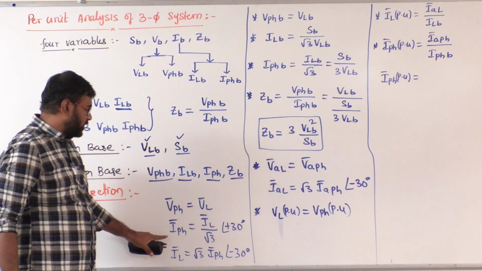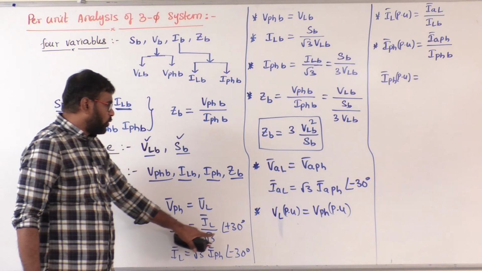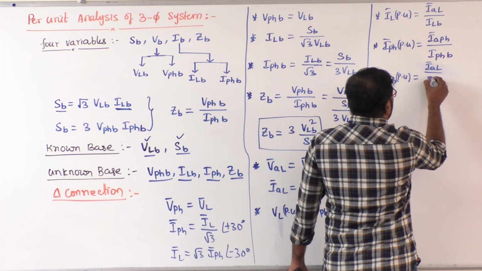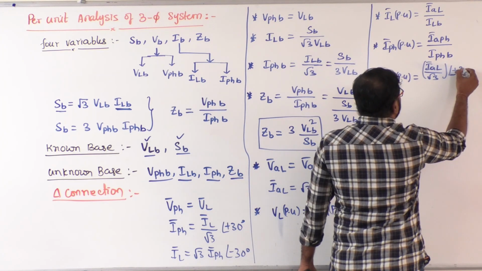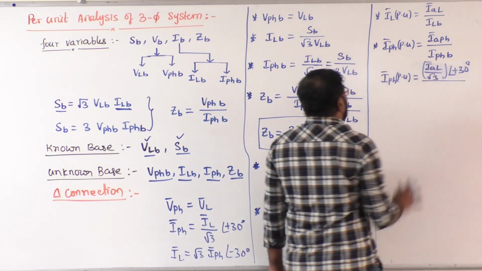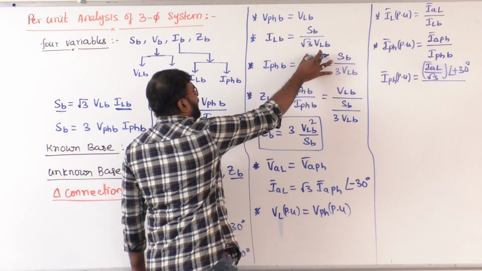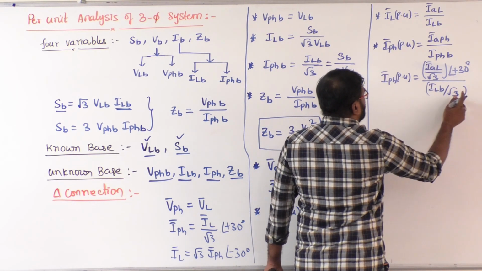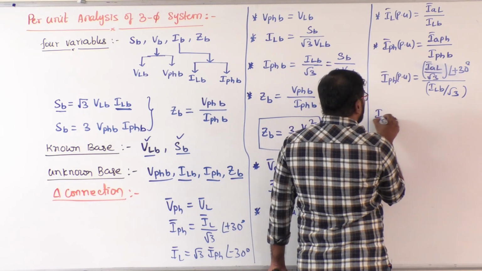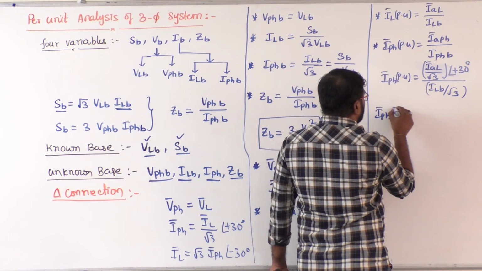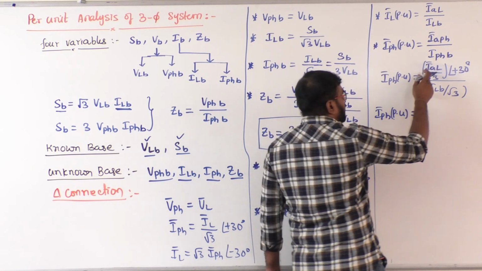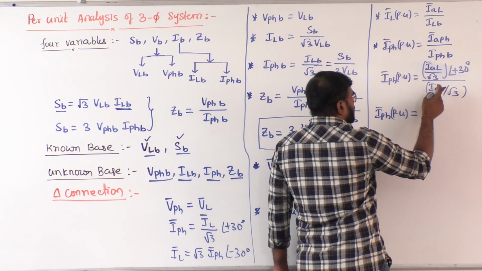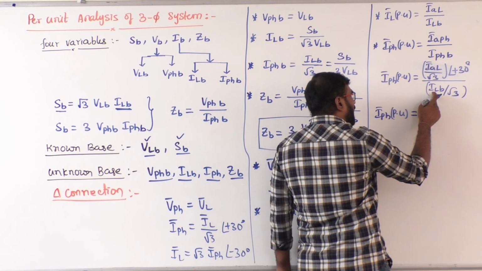Clear? Otherwise you see here, I phase equals I line by root 3 at an angle plus 30 degrees. So, I actual line current by root 3 at an angle plus 30 degrees, divided by I phase base. What is I phase base? I phase base equals I line base by root 3. So the root 3 gets cancelled. I phase per unit equals I actual line current by I line current base.